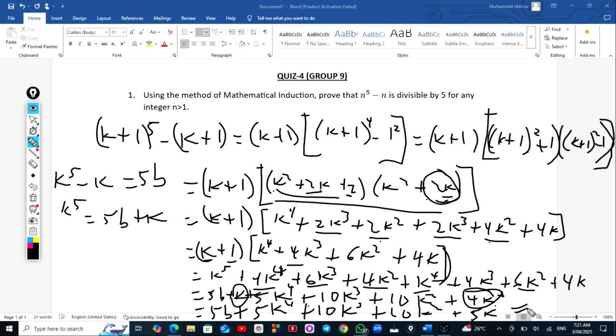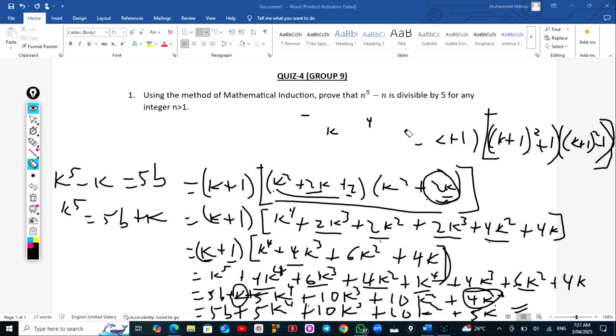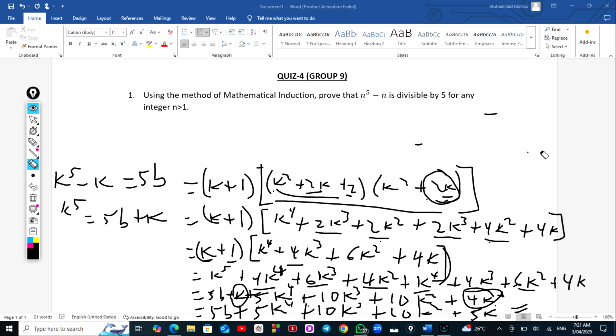So all of this, you can see that 5 is common throughout. You can see 5 throughout. 5 here, so 5b plus 5k to the power 4 plus 10k to the power 3 plus 10k squared plus 5k. So you can factor the 5 out. Let me cancel the first step. Let me cancel this. So this one, you need a lot of expansions, and with a little bit of mistake you will be choked. So you have to be careful when expanding or factorizing.